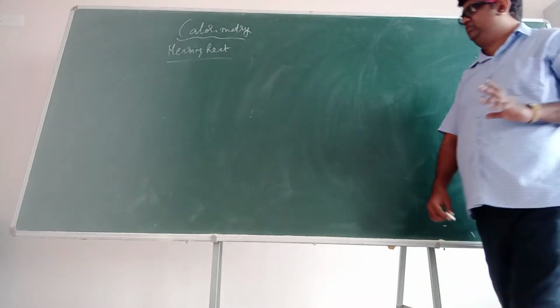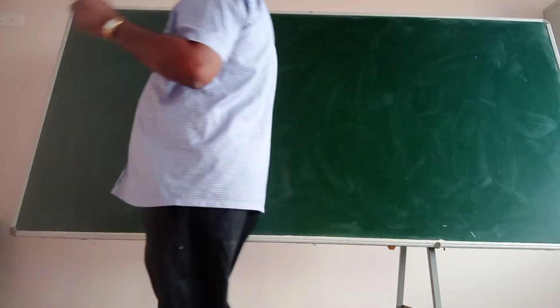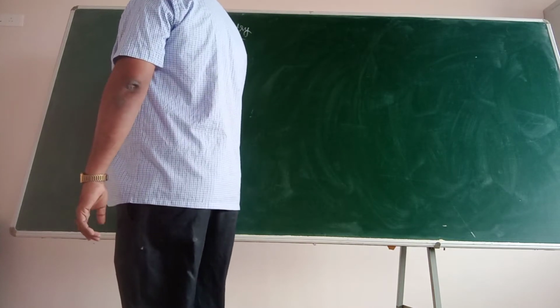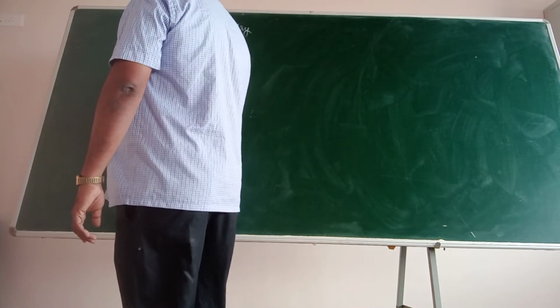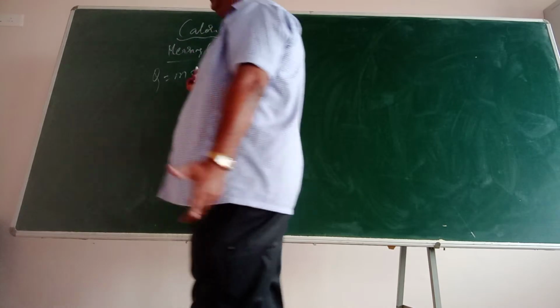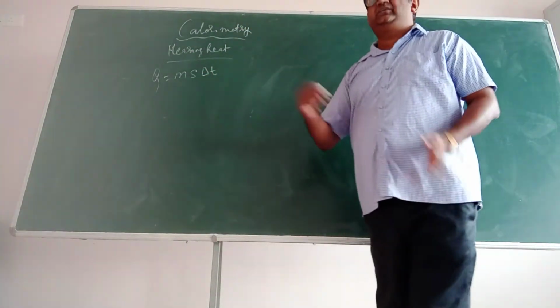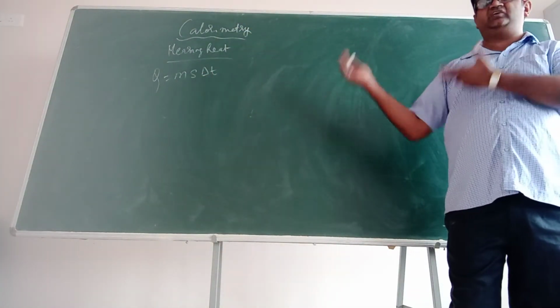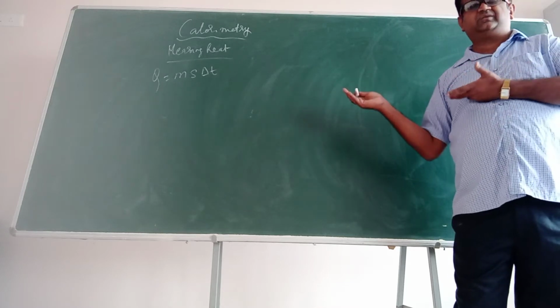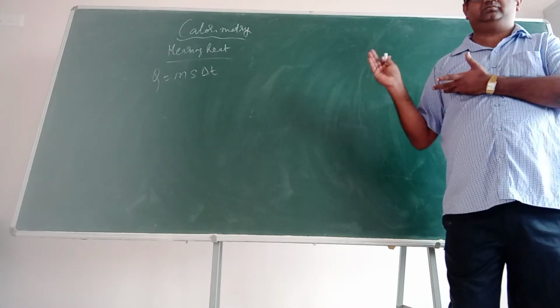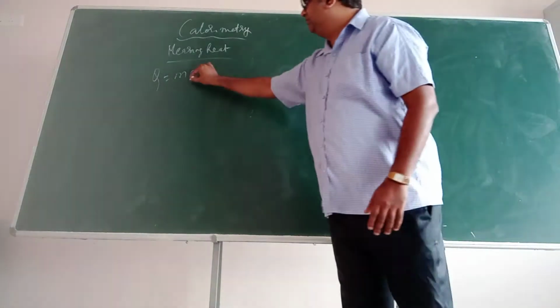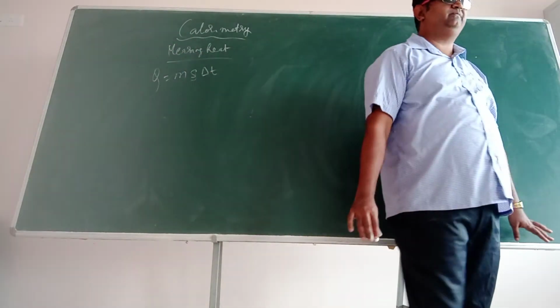So here the formula you have already seen in thermodynamics is Q equals m s delta T. Here I am using S. What is S? Specific heat. Some books call it T, some call it S, some call it by other names. The important thing is that this is specific heat. Do you know what specific heat is?